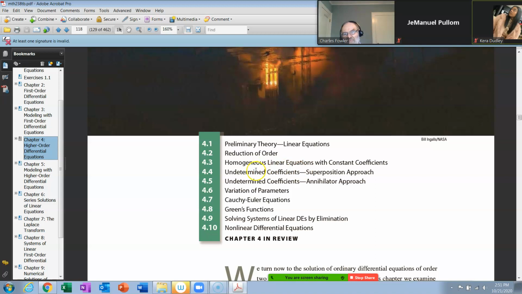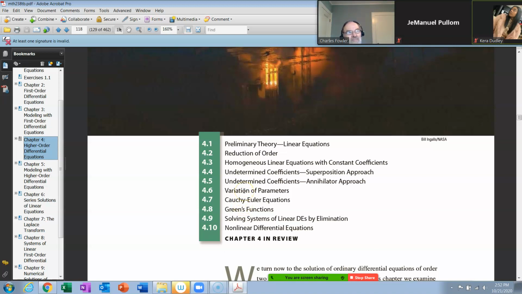So we'll do 4.4, skip 4.5. Then we'll get into variation of parameters. Unfortunately then, we'll begin to run out of term. So however far we can get in chapter 4, that's probably going to be it for the course.